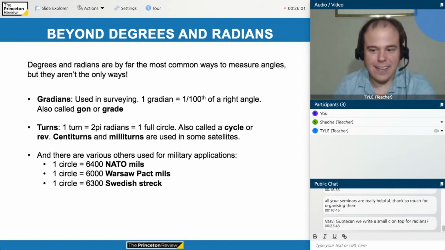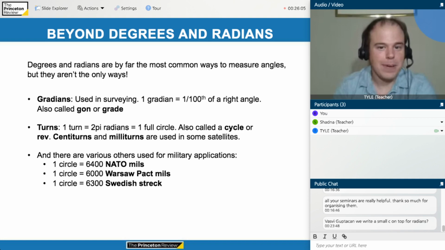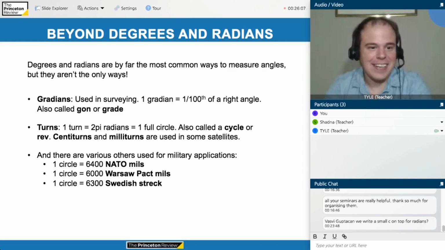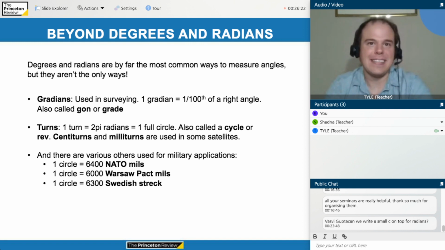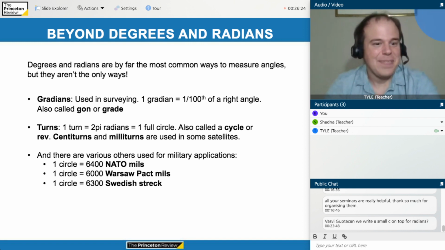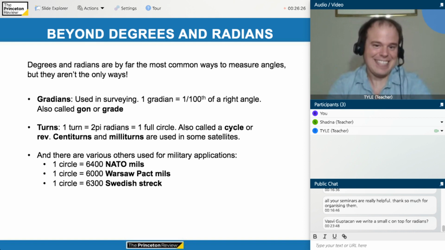Radians and degrees are not the only ways to measure angles, but they are by far the most common. Just for fun, I wanted to quickly mention a couple others. There are some measures called gradients. A gradient is 1/100th of a right angle. These get used by surveyors, especially in Europe, as well as in geology a little bit. These are also called gons or grades. So there are 400 gradients in one full circle.